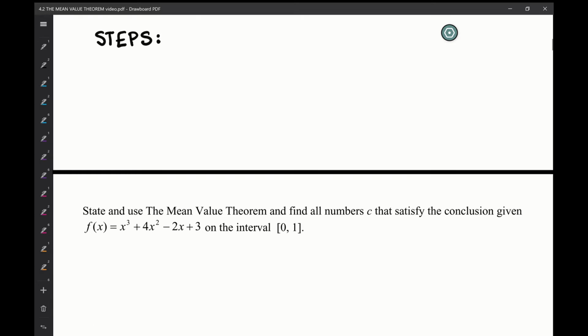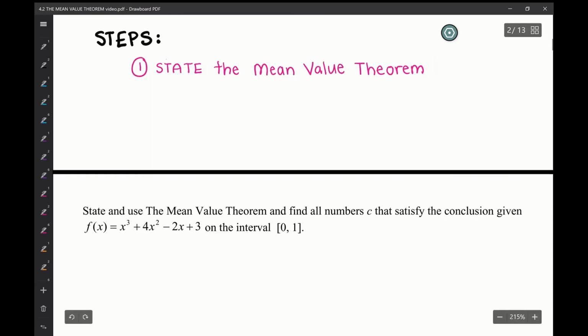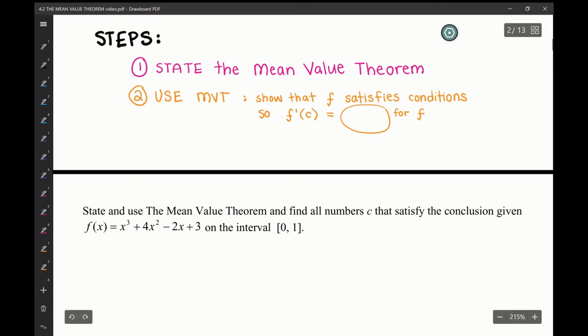Let's look at how to use the mean value theorem. There are three main steps to this process. The first step is to state the mean value theorem. Once you've stated the mean value theorem, you want to use the mean value theorem. So you need to show that your function satisfies the two conditions of the mean value theorem.